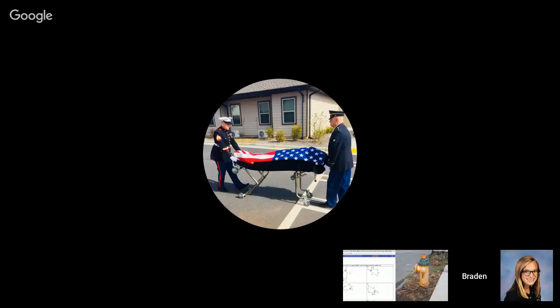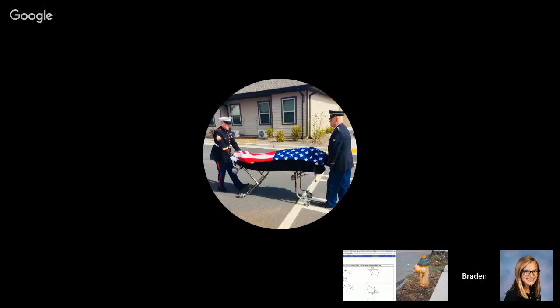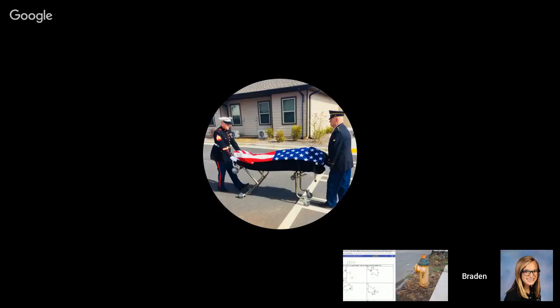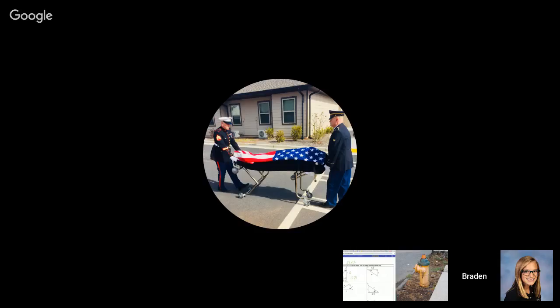For 30, 60, 90, what are your 2 magic numbers? Root 3 and 2. All right, so we're starting in number 1 with the short leg, which is good. That's where you want to start. To get from the short leg to the long leg, do you multiply or divide? You multiply. And what's the magic number for the long leg? Root 3. So 10 times root 3 makes the long leg how much? 10 root 3. Yep.